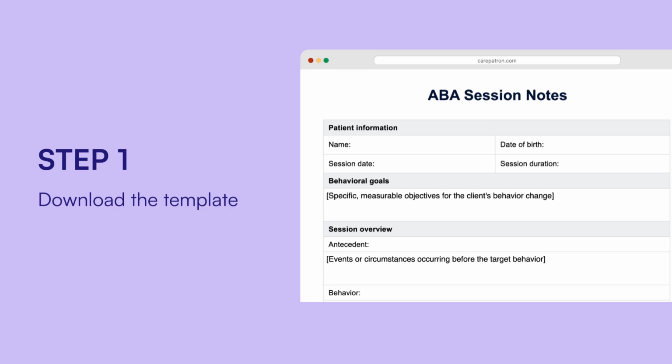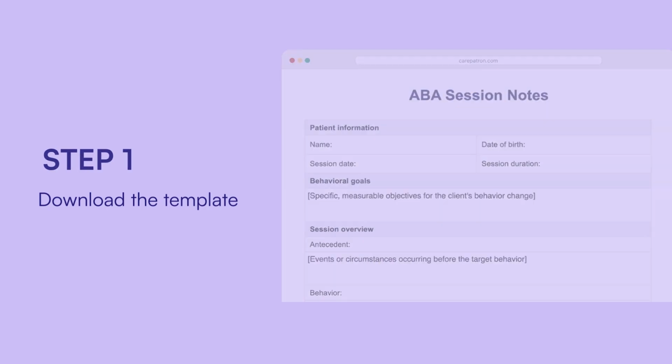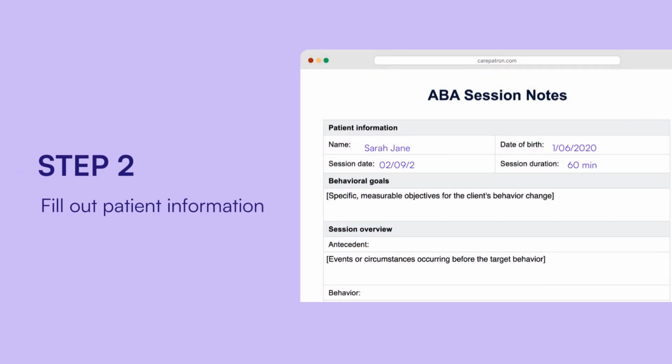Firstly, start by downloading the ABA session note by clicking on the link in the description. This will take you to our templates library, where there are thousands of other free resources. Fill out the patient information. Enter the patient's name, birth date, session date, and duration to keep records organized and track progress.